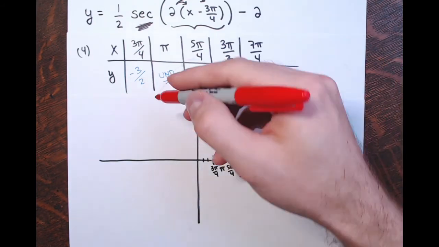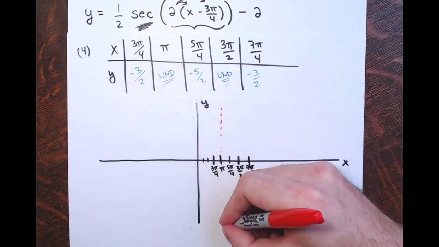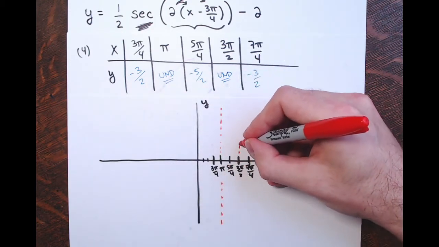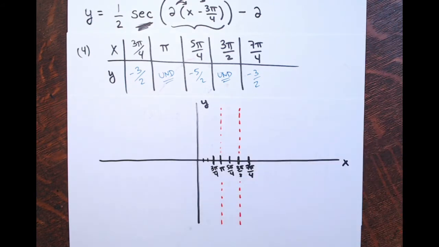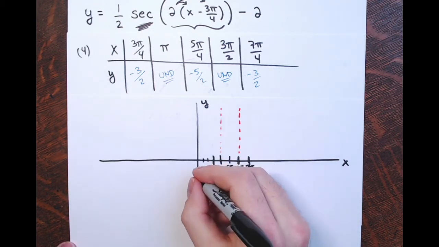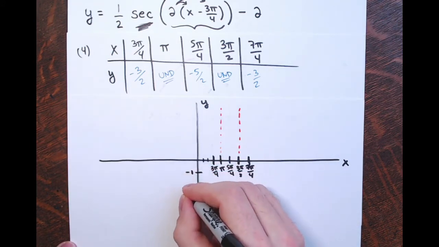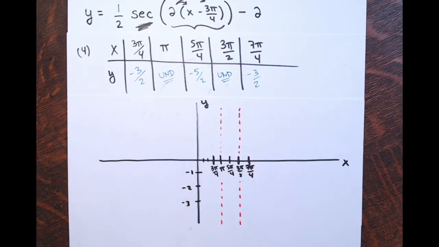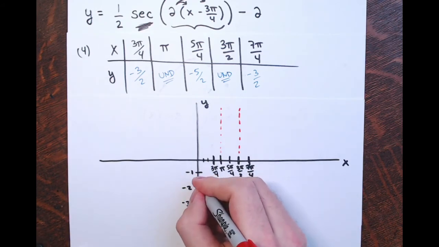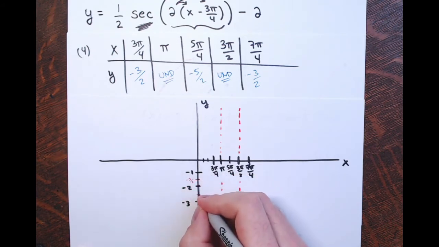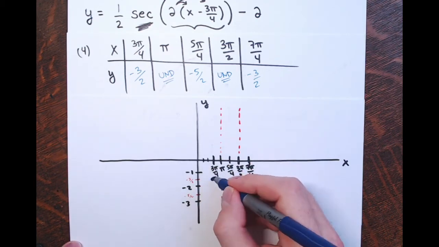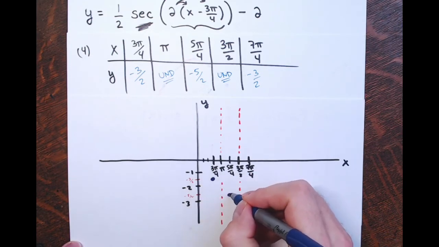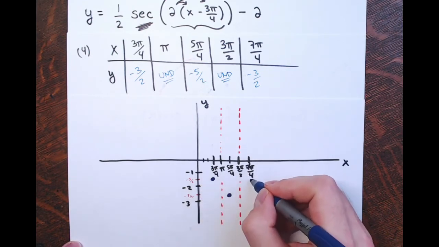Now there should be an asymptote at pi and 3 pi over 2. And the values that are showing up here are negative 3 halves. So let's say this is negative 1, negative 2, negative 3. Negative 3 halves is negative 1.5, and negative 5 halves is negative 2.5. So there's negative 3 halves, negative 5 halves there. And I got 3 pi over 4, negative 3 halves, asymptote. 5 pi over 4, negative 5 halves, asymptote. And then 7 pi over 4 back to negative 3 halves.